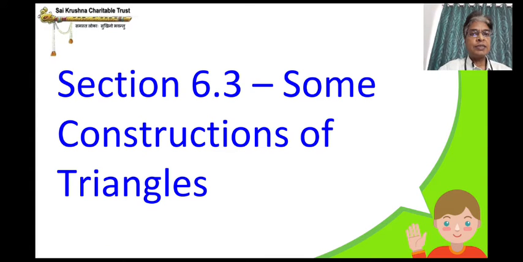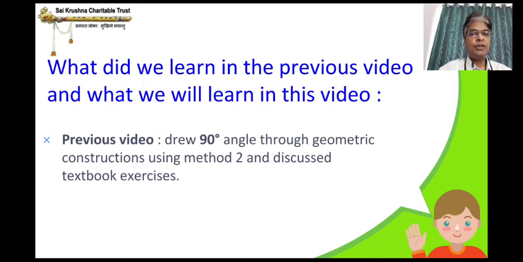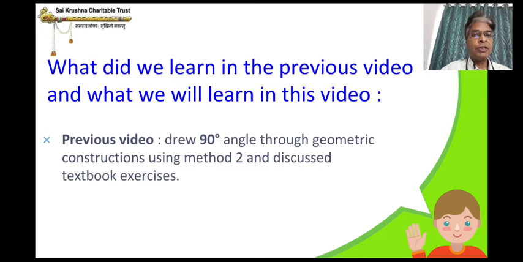So this is chapter 6, section 6.3, some constructions of triangles. In the last video, we drew 90-degree angle through geometric constructions using method 2 and discussed textbook exercises. Don't get confused with method 1, 2 in the previous parts; in this part, method 1 and 2 are going to be slightly different. You can ignore that method 1 and 2 only for the 90-degree method 2, which we also told is not important. Method 1 only we are going to use everywhere.